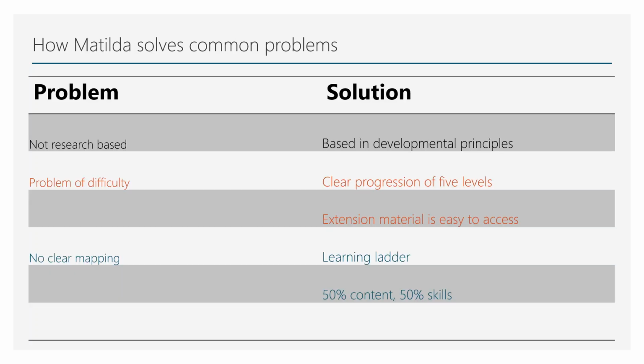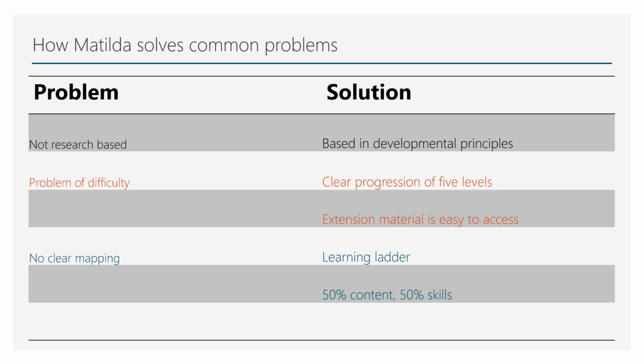So how Matilda solves those common problems, just to go back to what the problems were. We said that a lot of texts aren't research-based. Matilda's are based on developmental principles. There's that problem of difficulty. We solve that by having a clear progression of 5 different levels, and the extension material is easy to access. It's in the book itself. You don't have to go away to some website to find it. And often there's no clear mapping in typical texts. We solve that by having a learning ladder, which maps out the difficulty of the different skills.